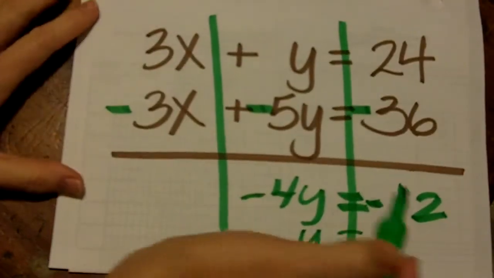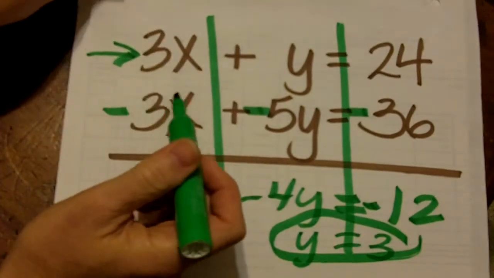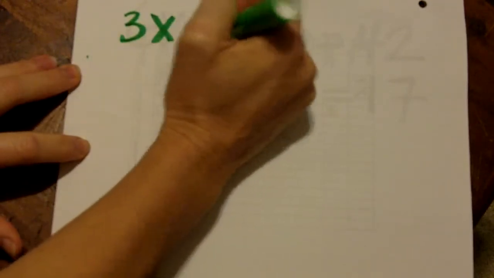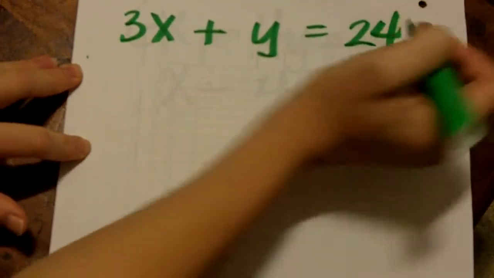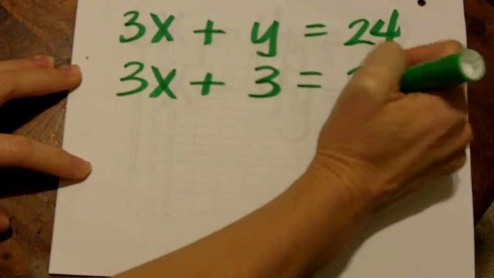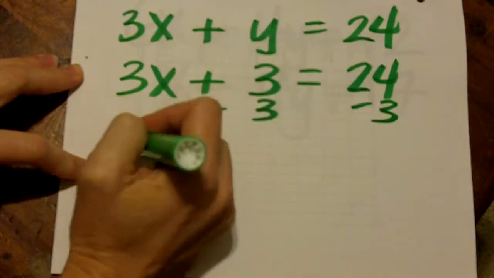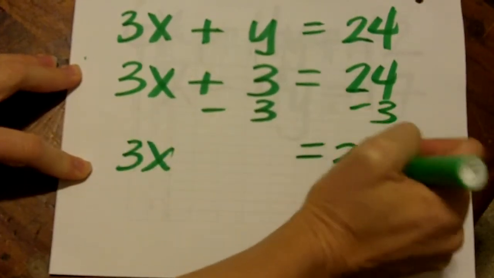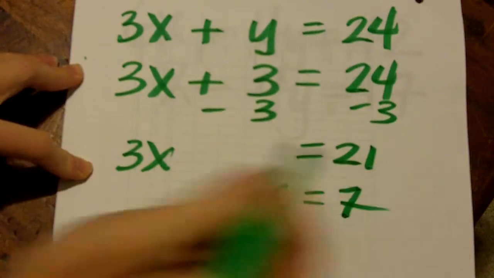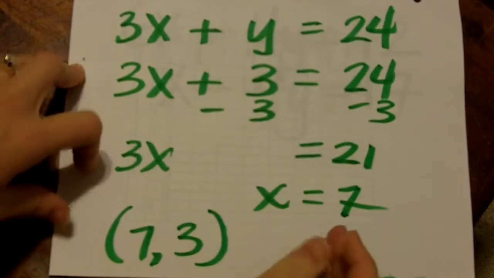Now our goal is to find the x. So we're going to take our value for y equals 3 and plug it into the top equation. It really doesn't matter which one you choose. So if I have 3x plus y equals 24, I'm now going to substitute the value I just found for y, which is 3, into that equation. I'll subtract 3 from both sides. I'll get 3x equals 21, or x equals 7. So now I have 7, 3 for my ordered pair.